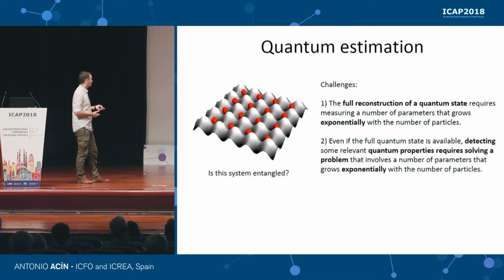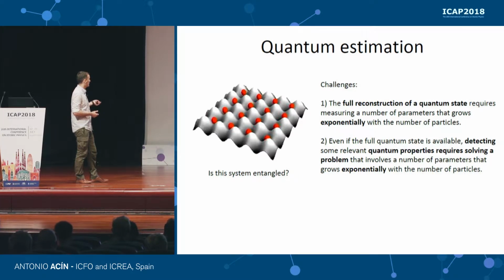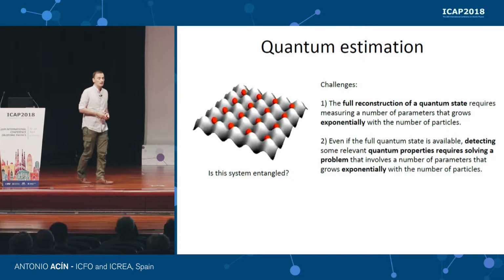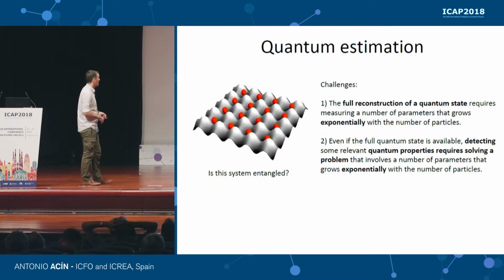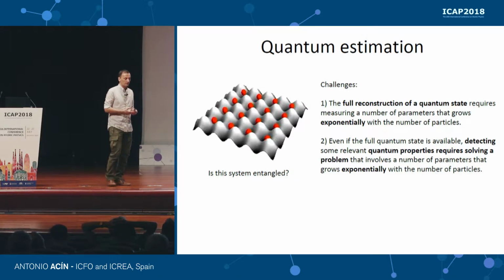This is challenging when the system is big because, first, if I want to fully reconstruct the quantum state of my system, I need to estimate an exponentially growing number of parameters. So it requires a lot of effort. And even if, by some method, you are able to get the state of the system, detecting a given quantum property is sometimes also challenging.